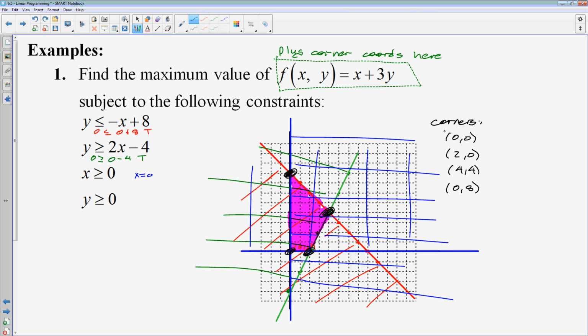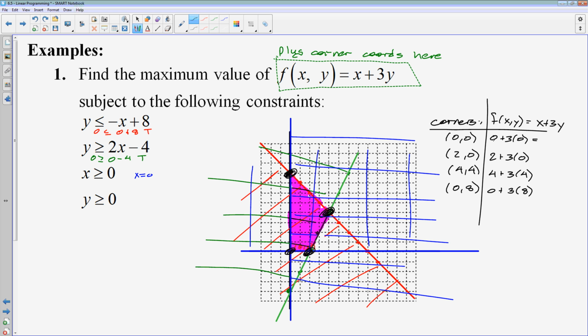Those are the four corners. And then one by one, I plug those corners into the original function, f of x y equals x plus 3y. So if I plug in 0, 0, I get 0 plus 3 times 0. If I plug in 2, 0, I have 2 plus 3 times 0. If I plug in 4, 4, and I'm plugging in for x and y, x plus 3 times y, which is also 4. And then I have 0, 8, x plus 3 times y, which is 8.